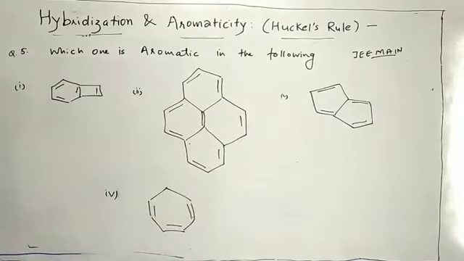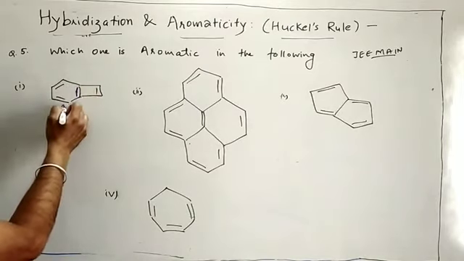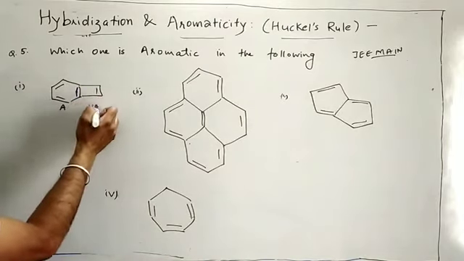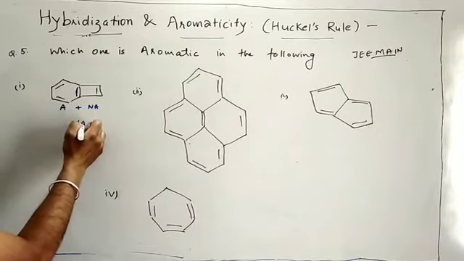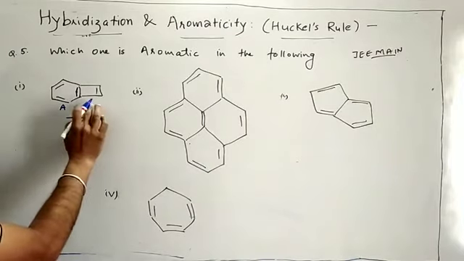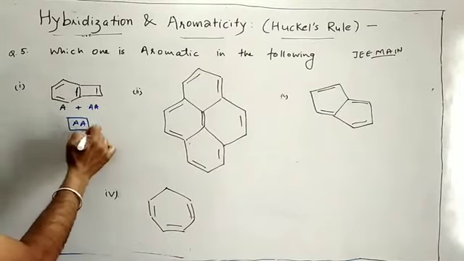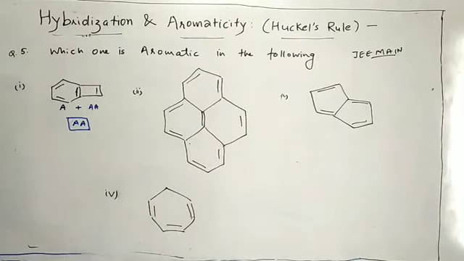Now we will see which one is aromatic in nature. So first one, there are two rings. The first ring is aromatic, the second ring is anti-aromatic. So when we have aromatic and anti-aromatic, overall the compound is anti-aromatic.